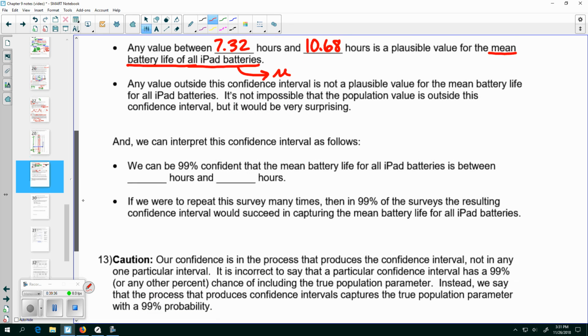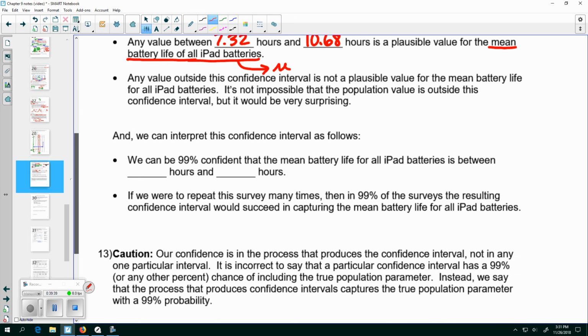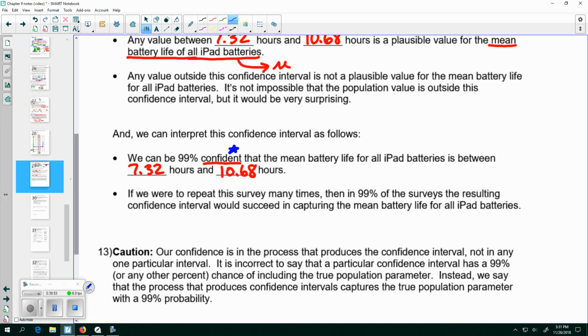Right, and we can interpret this confidence interval as follows. Notice we're using the word confident. We can be 99% confident that the mean battery life for all iPad batteries is between 7.32 hours and 10.68 hours. That idea of confidence comes from the idea that this procedure would work 99% of the time. 99% of the time you would get a sample mean close enough to the population mean for this interval to be successful. So if you were to repeat this survey many times, then in 99% of the surveys, the resulting confidence interval would succeed in capturing the mean battery life for all iPad batteries.